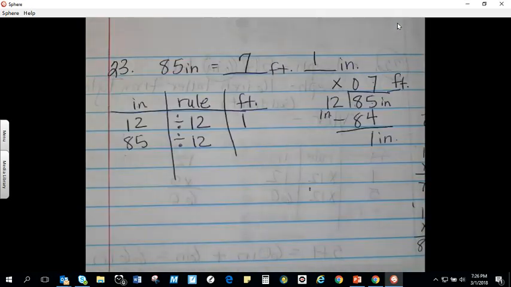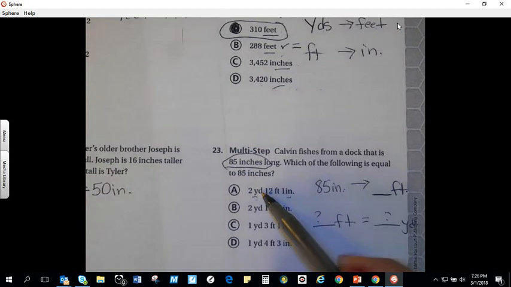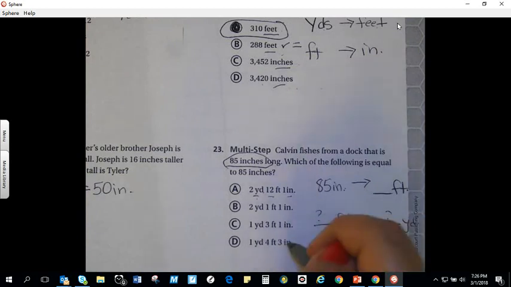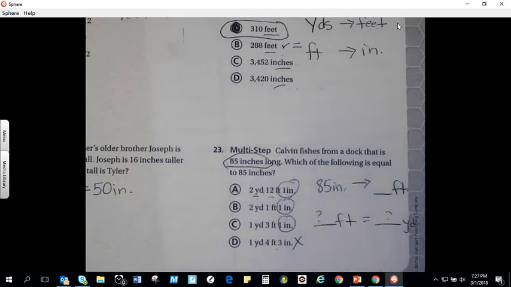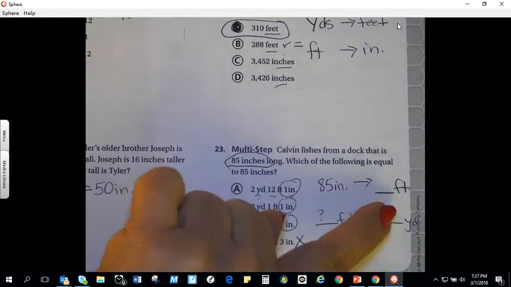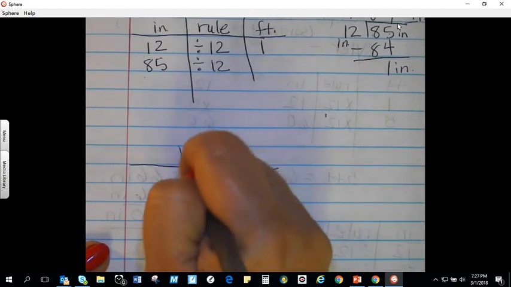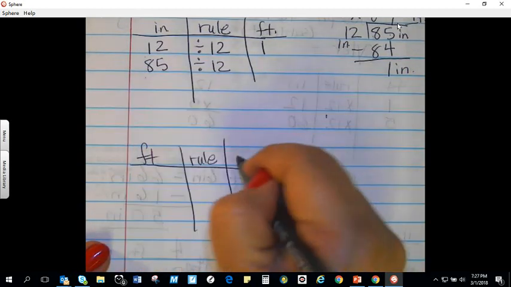But look at my answer choices. I've got to find the yards. So now I'm going to leave my inches alone. I can already eliminate this here because I know it's not 3 inches, so that's not a possibility. So I have this is 1 inch, this is 1 inch, and this is 1 inch. So that's going to stay. Now I said I needed to convert my feet to yards. So let's see what we have here. I have my chart and my rule. I have feet and yards.